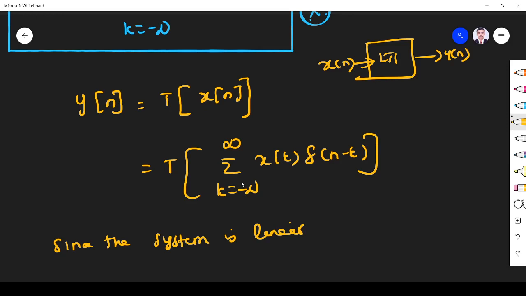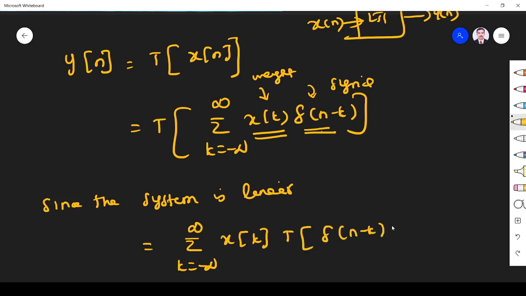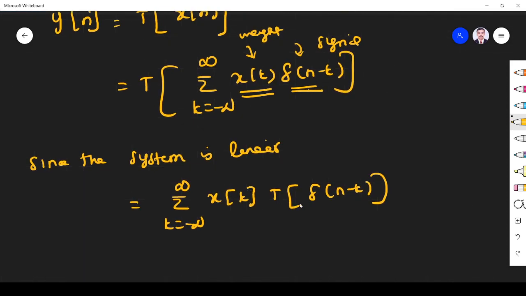what happens? I can apply the transform individually, but this is only a weight. This is just a number, so you cannot change the number. You have to change the signal only, because this is a signal. This is the weight. Weight is just a number. So instead of working on that, what are we going to do? This is written as summation k goes to minus infinity to plus infinity, x of k T of del of n minus k. Right? So what is the meaning? Instead of working on the total signal, I am going to work with the individual impulses. That's what transforming impulse means.